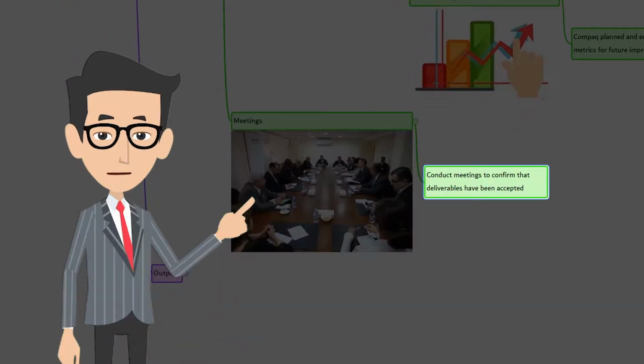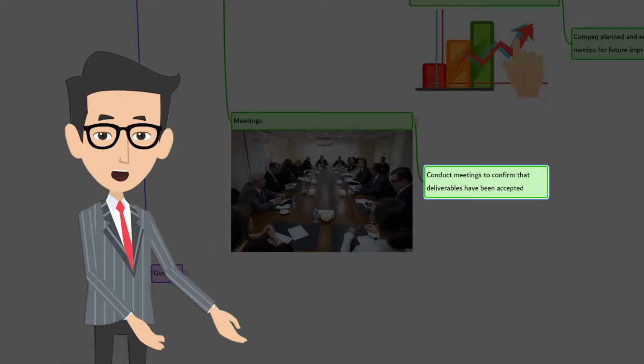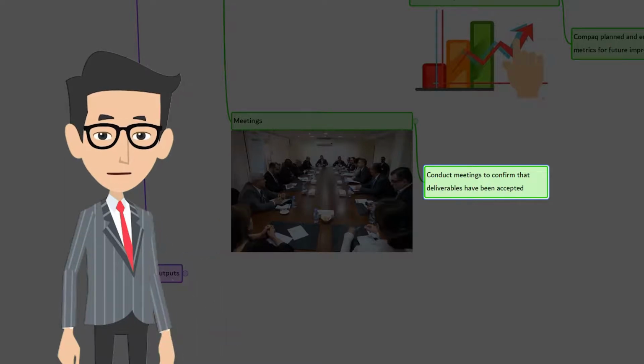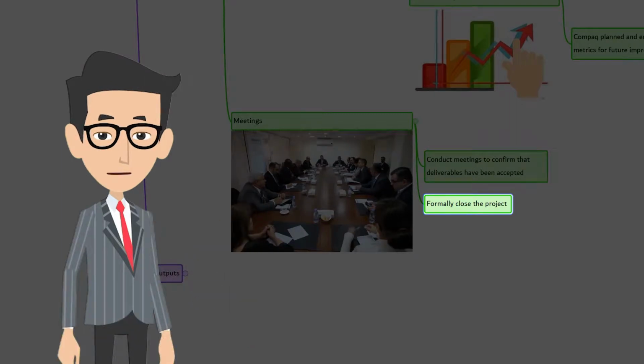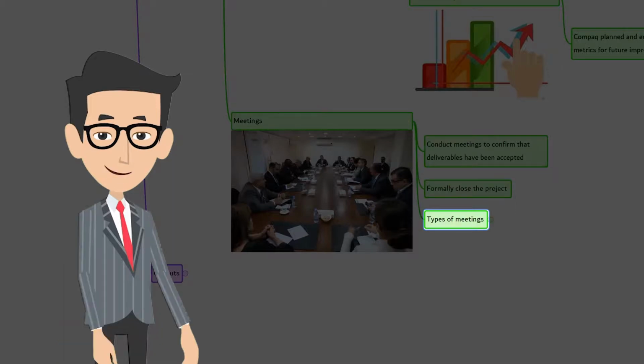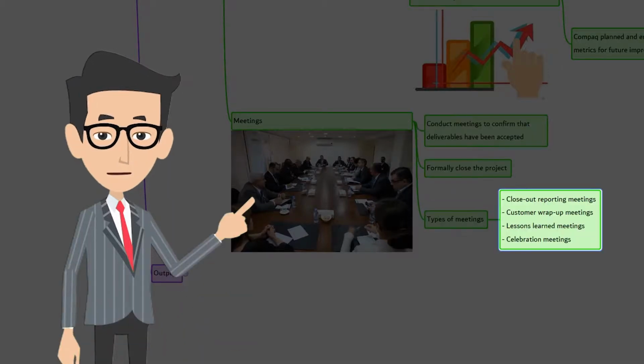Meetings are used to confirm that the deliverables have been accepted, ensure that exit criteria have been met. Meetings may be face-to-face, virtual, formal, or informal. Evaluate the satisfaction of the stakeholders, gather lessons learned, transfer knowledge and information from the project, and it's time to celebrate the success. Attendees may include project team members and other stakeholders involved or affected by the project. Here, the types of meetings could include closeout report meeting, customer wrap-up meeting, lessons learned meeting, and celebration meetings. Then you formally close the project.